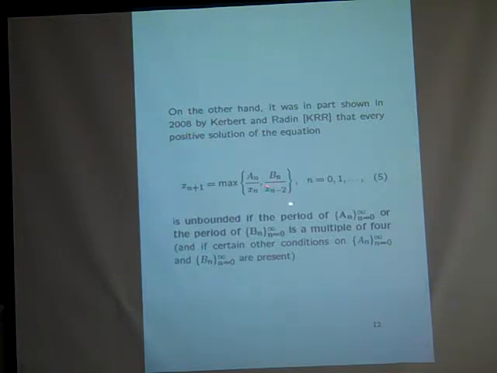Okay, in any event, this new delay was unbounded if the period of AN or BN were multiples of 4 and if certain other conditions occurred. And by the way, with AN and BN replaced by 1, this max equation has solutions that are eventually periodic with period 4. So there seems to be some kind of resonance going on, which seems to have biological implications, by the way.